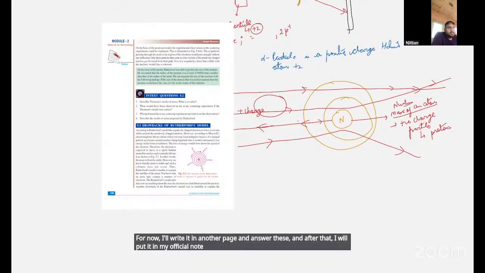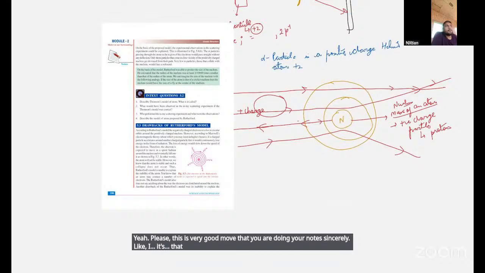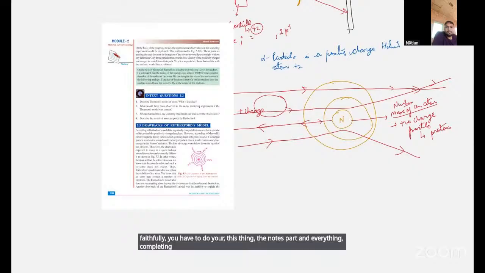Please, this is a very good move that you are doing your notes sincerely. That is basically the drawback of online teaching. I'm not able to see your notes. I'm seeing the homework, but the notes part I'm not able to see. But it is your responsibility, guys. Faithfully, you have to do the notes part and everything, complete it, so that it will help in your exam. So it's a very good move.